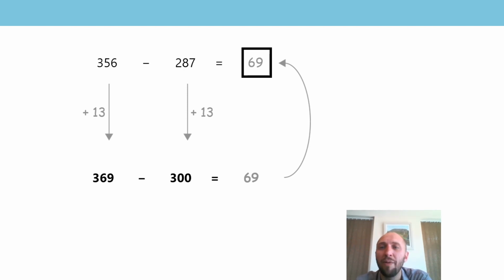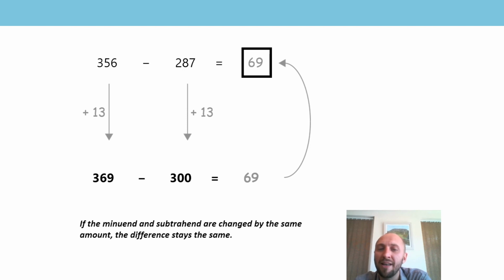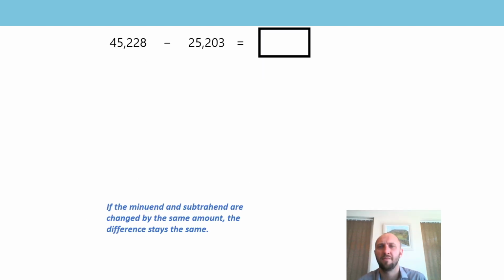And that is all because we have got a solid understanding of that stem sentence that we created. Shall we say it again? If the minuend and the subtrahend are changed by the same amount, the difference stays the same. It doesn't matter what the numbers are, how large they are. If we understand that, we're able to find a way to make things easier. And we all like that. Let's just test it and see if we can apply that understanding to larger numbers.